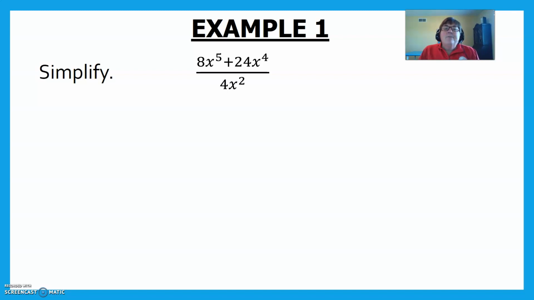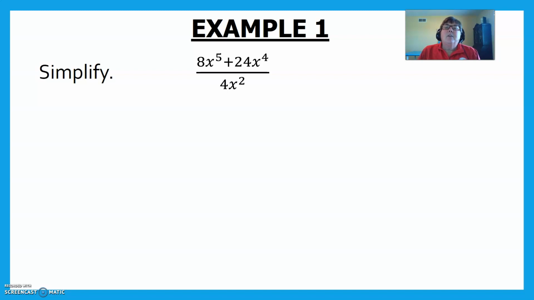So the first thing we're going to do, this is simplify 8x to the 5th plus 24x to the 4th, all of that divided by 4x squared. The first thing I want to do is break this apart, which is kind of unusual because usually we put things together, but this time we're going to break it apart and then we're going to put it back together.